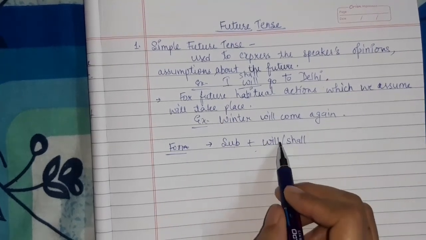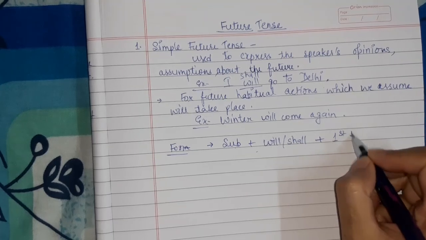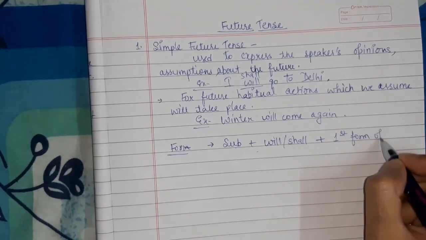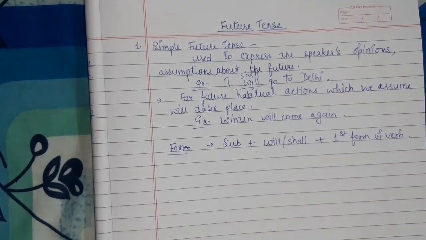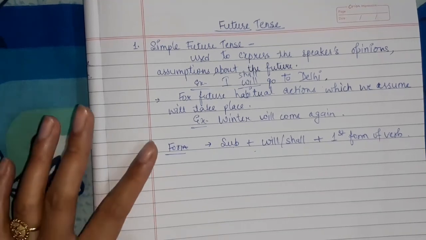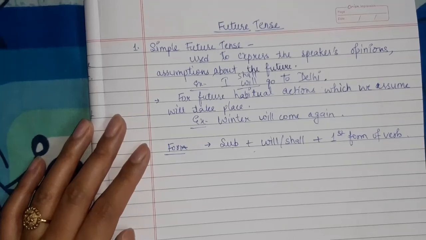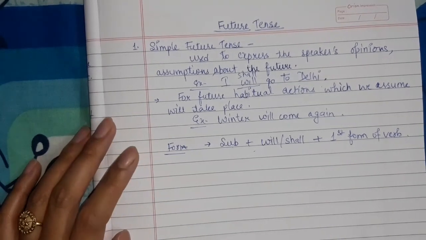So subject plus will or shall, then the verb will always be the first form of verb, that is the present form of verb. Okay, that is the rule for writing a sentence in simple future tense: subject plus will or shall plus first form of verb.